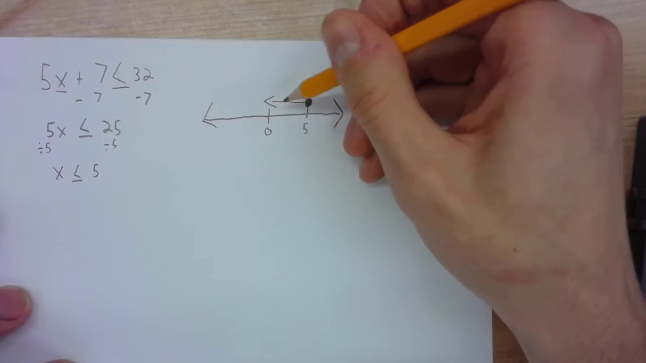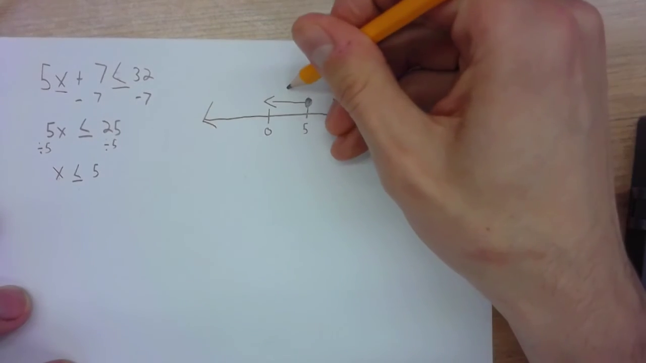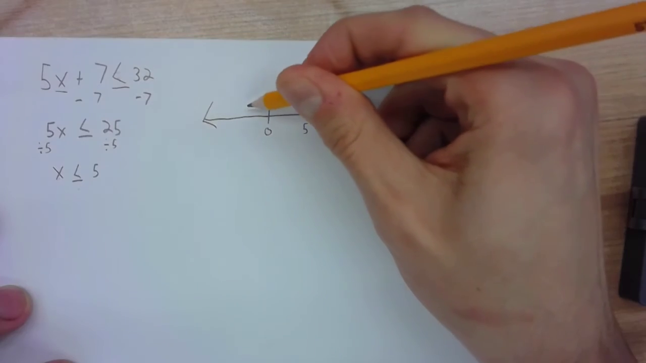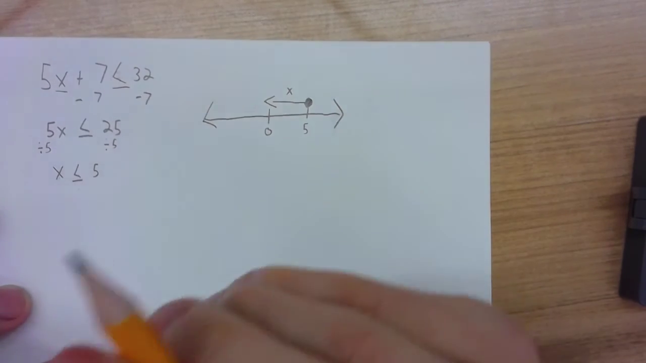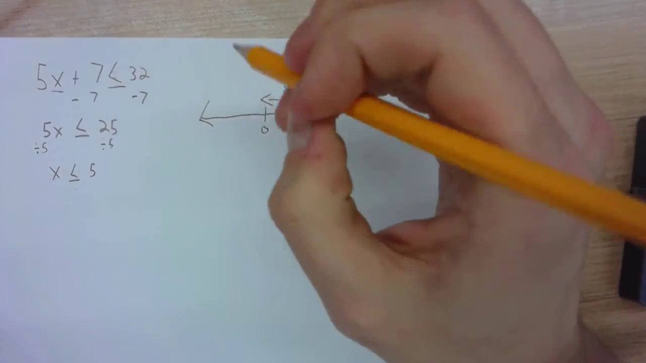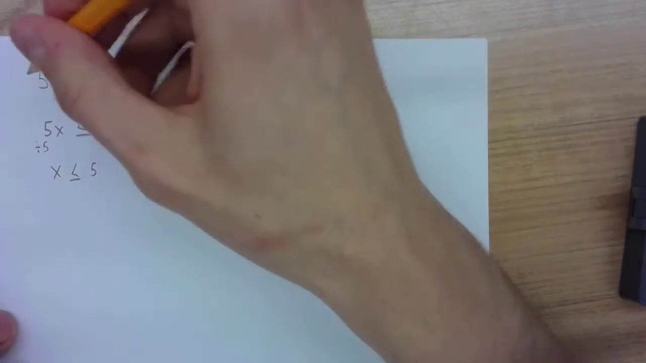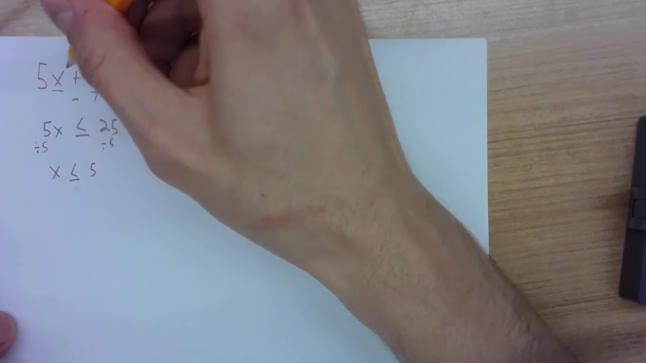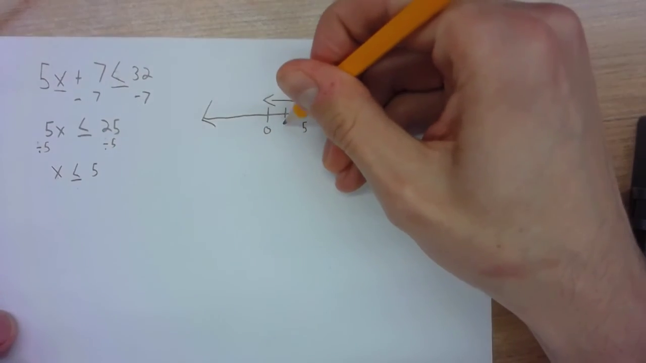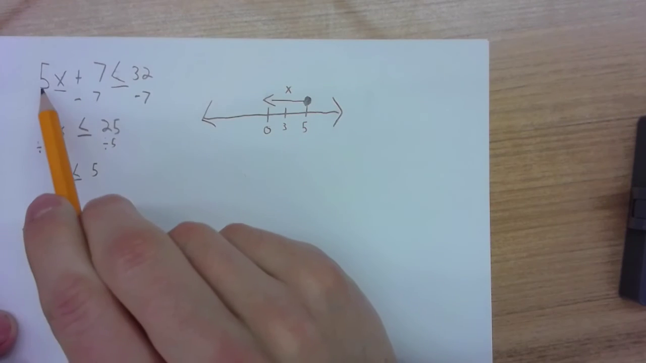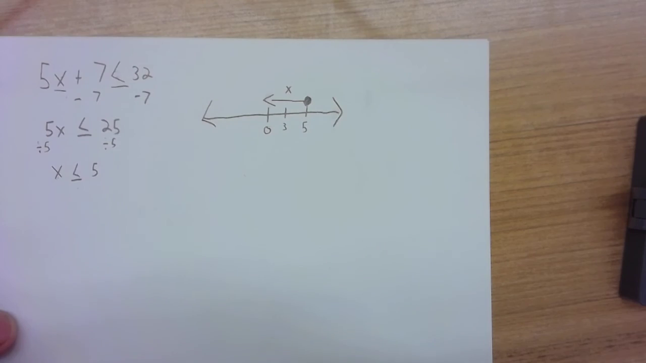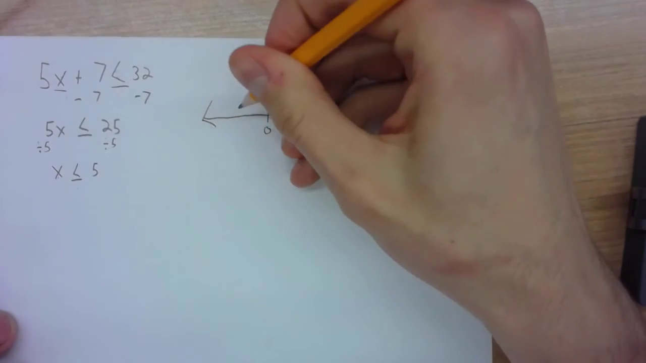We know less than, you're going to the left on the number line. So x is represented by this dot here, and then all of the numbers to the left of it on the number line. Every number that is less than 5 will make this equation hold true. If x were 0, 5 times 0 is going to be 0 plus 7, that is less than 32. If x was, for instance, 3, 5 times 3 is 15, plus 7 is 22, also less than 32. It always works in any case.